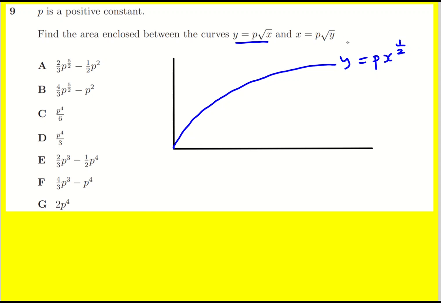And then x equals p root y is going to be very similar, but instead of going up and along and becoming less steep along the x-axis, it's going to do exactly the same, but along the y-axis. So actually it will look like that.